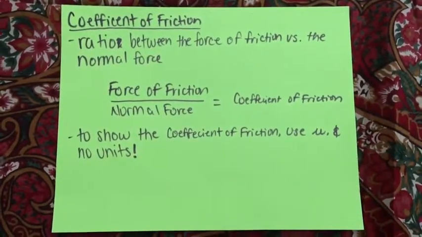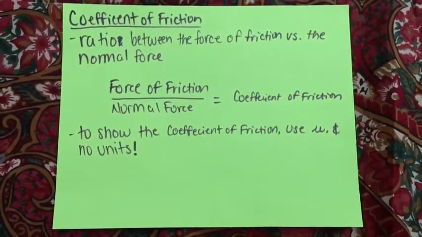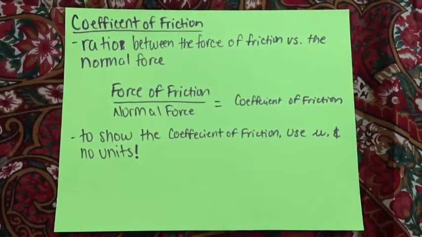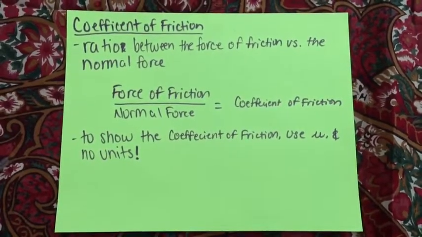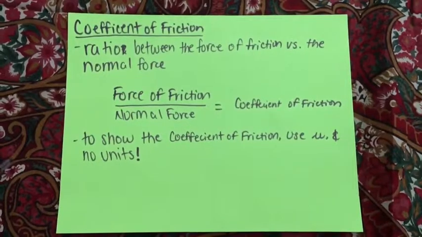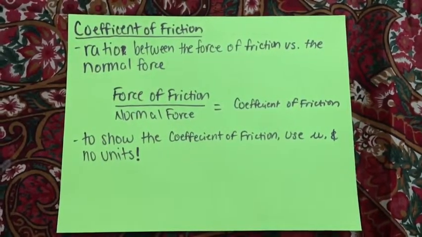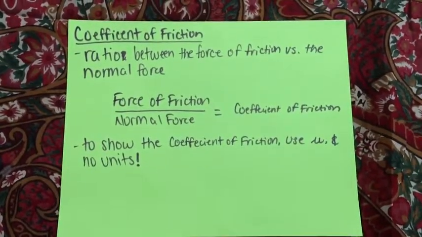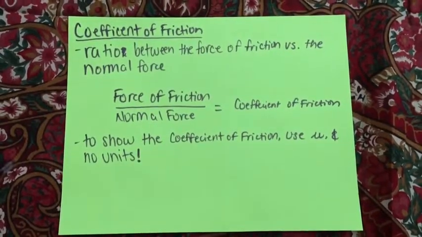The coefficient of friction is a ratio between the force of friction and the normal force. So the coefficient of friction equals the force of friction divided by the normal force. To show the coefficient of friction, use the mu symbol, and the coefficient of friction has no units.